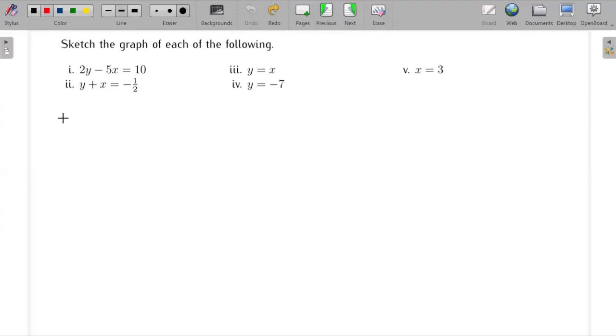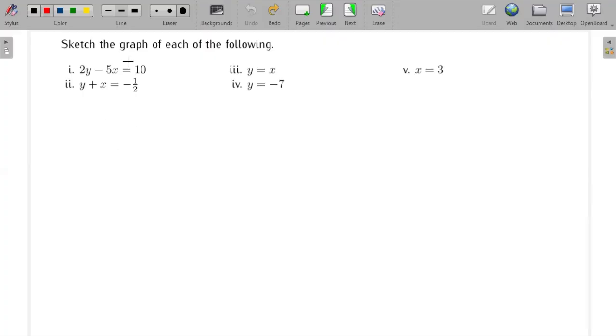A linear function is one where the highest degree of the variable you're talking about is 1. That's why it's a linear function. You see that y is raised to the power 1, and x is raised to the power 1. That's what makes it a linear function. It's just a line.